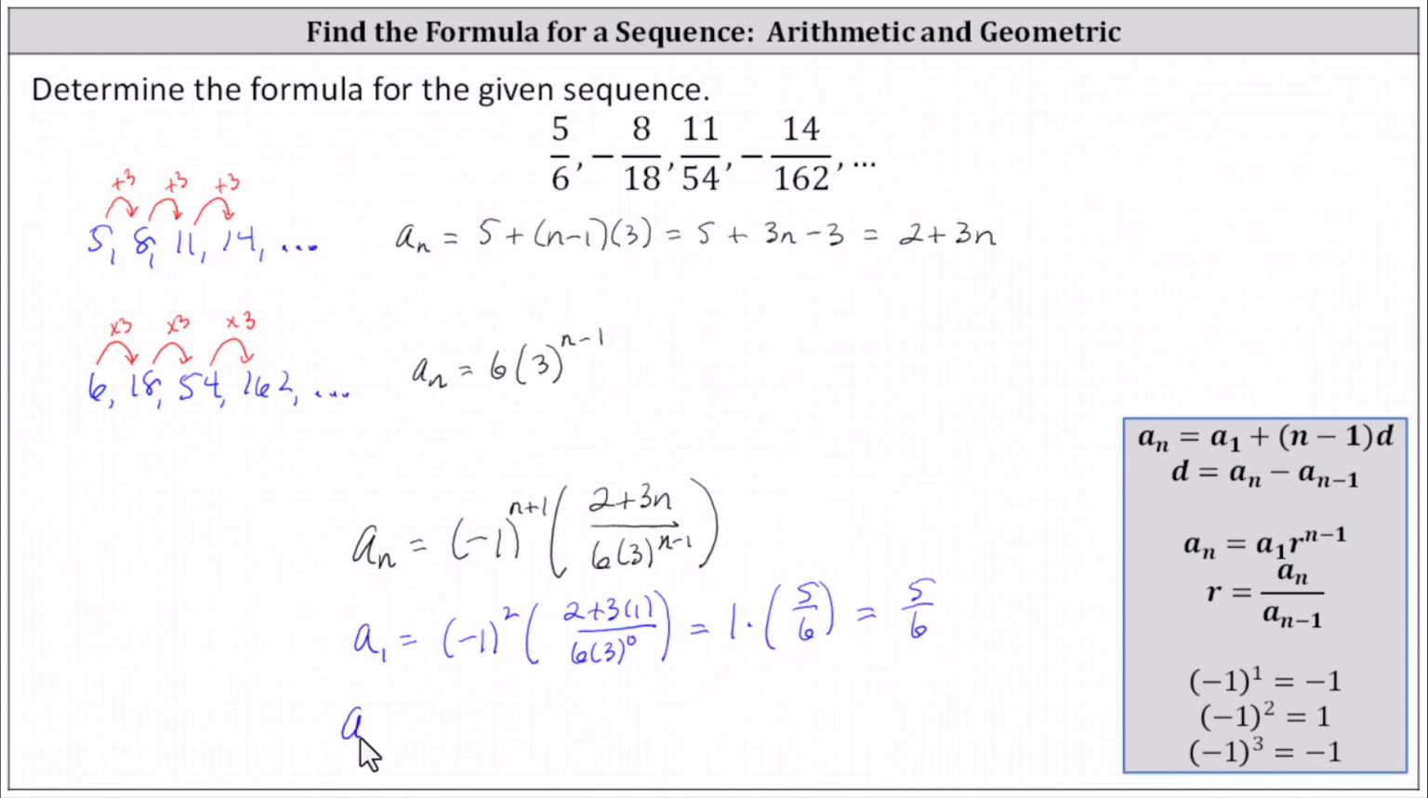Let's try one more. For a sub 2, we now have negative 1 raised to the power of 2 plus 1 or 3. So we have the cube of negative 1, and then times the quantity 2 plus 3 times 2, divided by the quantity 6 times 3 to the power of 2 minus 1 or 3 to the first. Notice now we have the cube of negative 1. Because we have negative 1 to an odd power, we get negative 1 times the fraction of 8/18. Recall 3 to the first is equal to 3. The denominator is 6 times 3 or 18. And this does give us negative 8/18, which is the correct second term of the sequence.